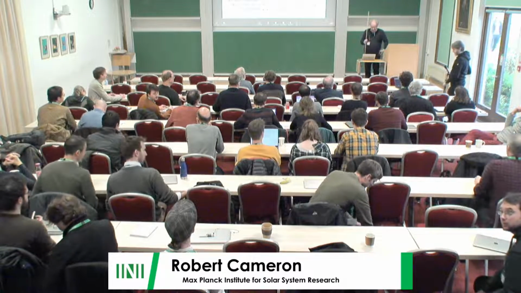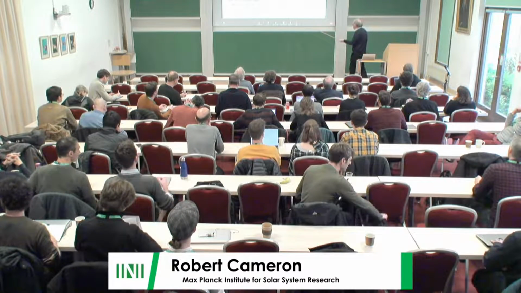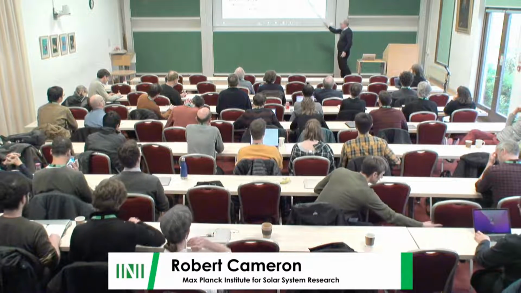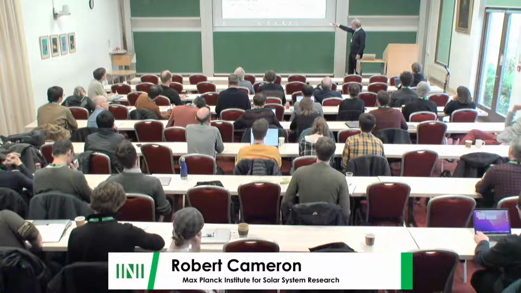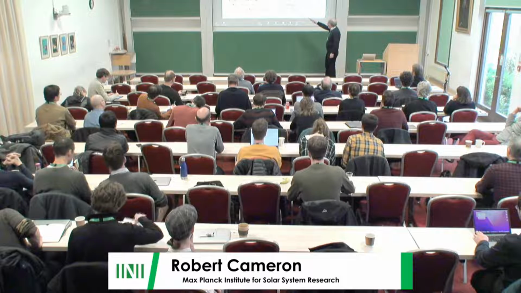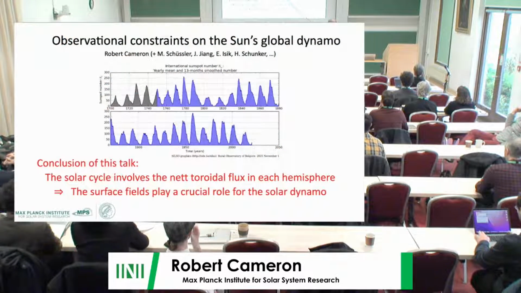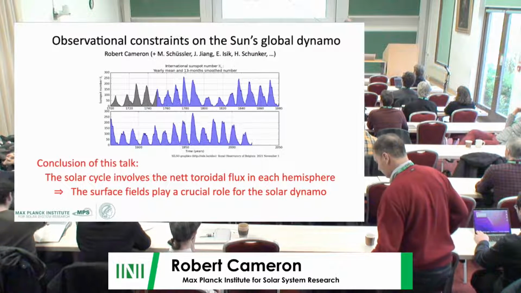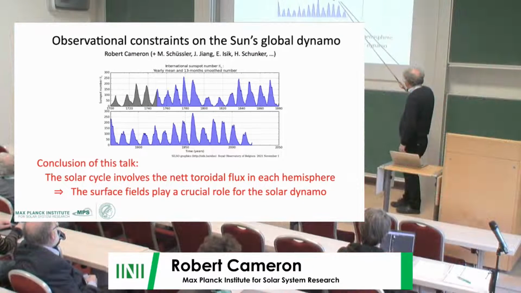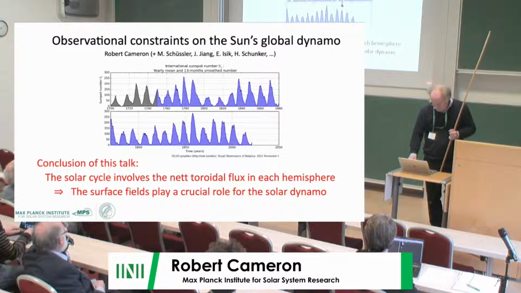Okay, so I'm going to discuss the observational constraints on the Sun's global dynamo, and this is work with Manford and other people. This, of course, is the sunspot number, which we've all seen. Sunspot numbers come in an 11-year cycle, with very different amplitudes from cycle to cycle, and we have magnetic observations, which I will discuss in detail for these cycles. So some large cycles, some small cycles, quite nice.